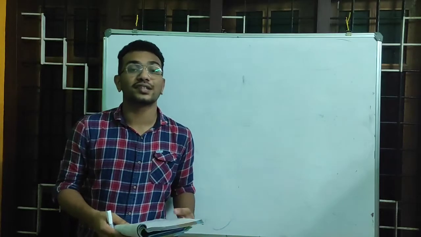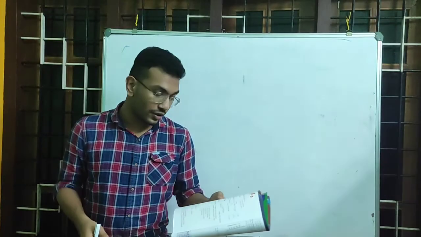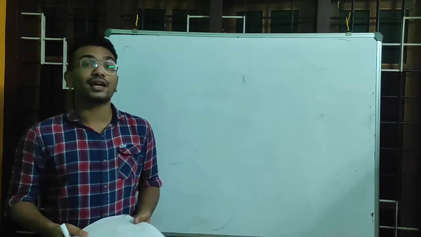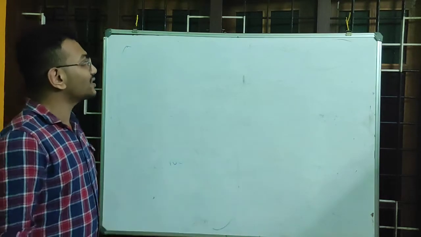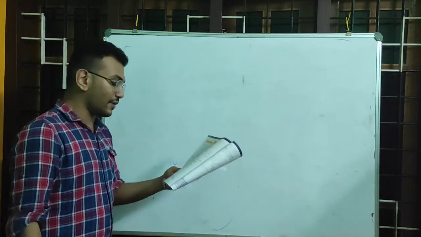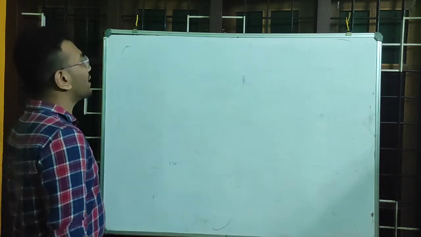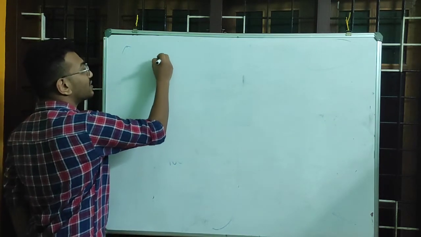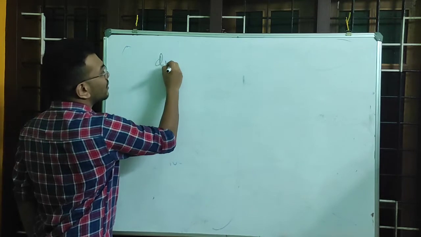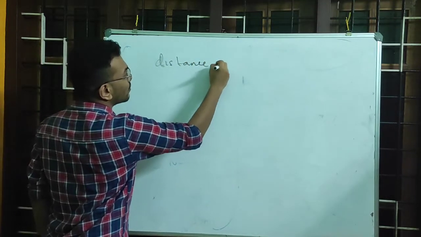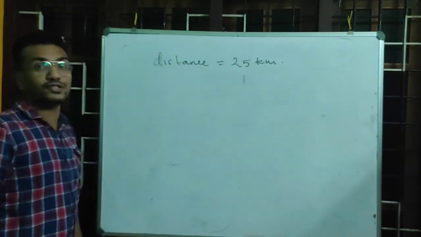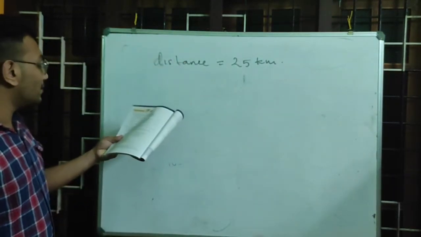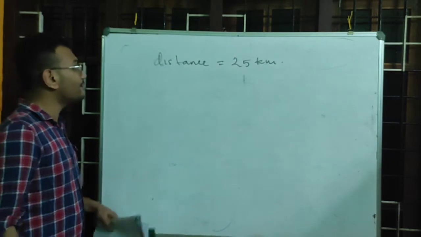Now let's discuss the numerical examples given in your textbook, page number 156. First one: a vehicle travels 25 km in 15 minutes. Calculate its speed in kilometer per hour. So the distance is equal to 25 kilometer, and it is traveling in 15 minutes.